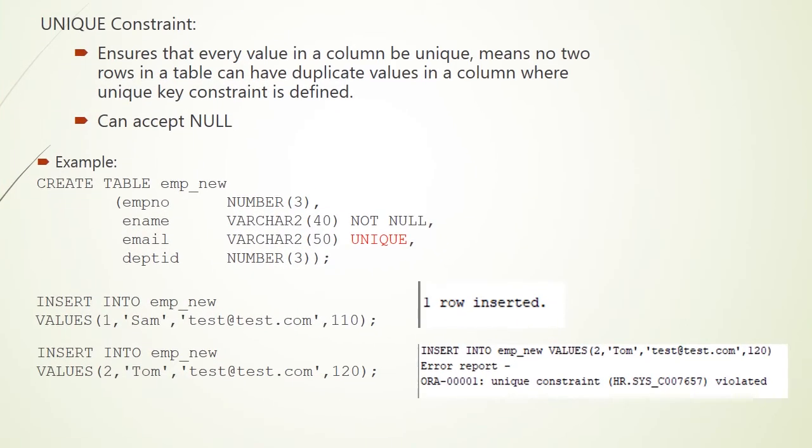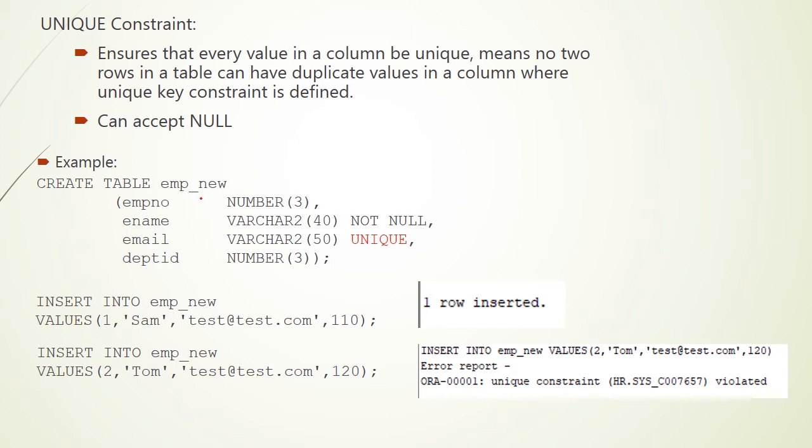A unique constraint ensures that every value in a column is unique. This means that no two rows in a table can have duplicate values in a column where a unique key constraint is defined. But it can accept null. Two rows can have a null value in a column where a unique constraint is defined, because null is not equal to null. But if you put a value in a column where a unique constraint is defined, this value must be unique. Let's have a look at this example to create a unique key constraint.